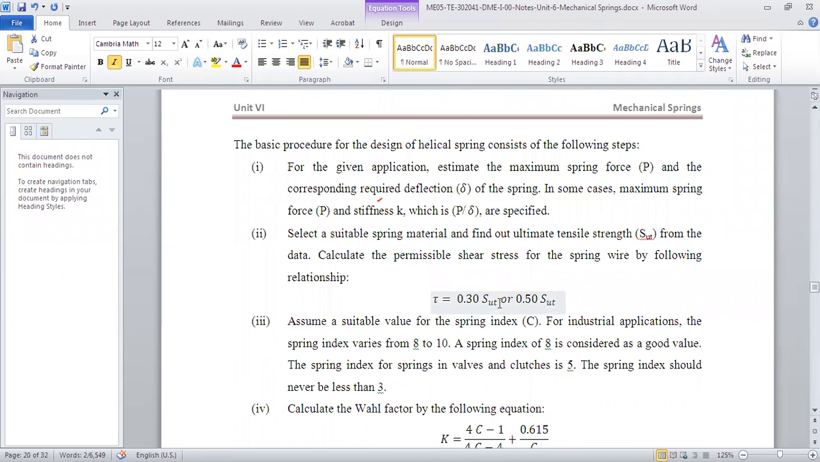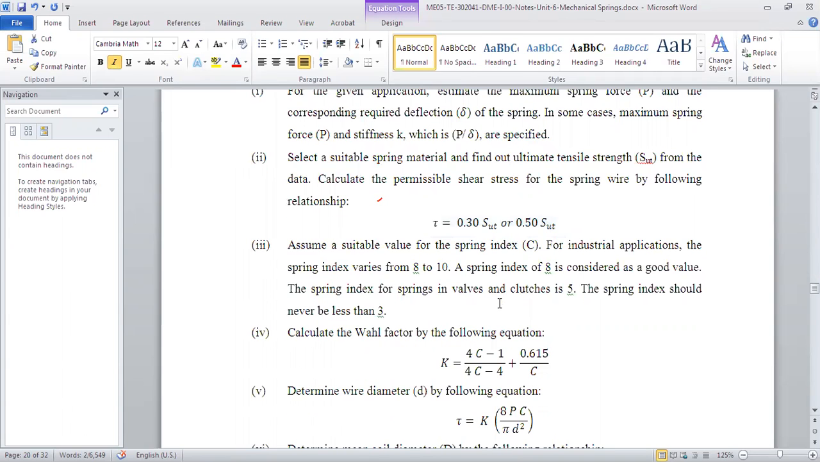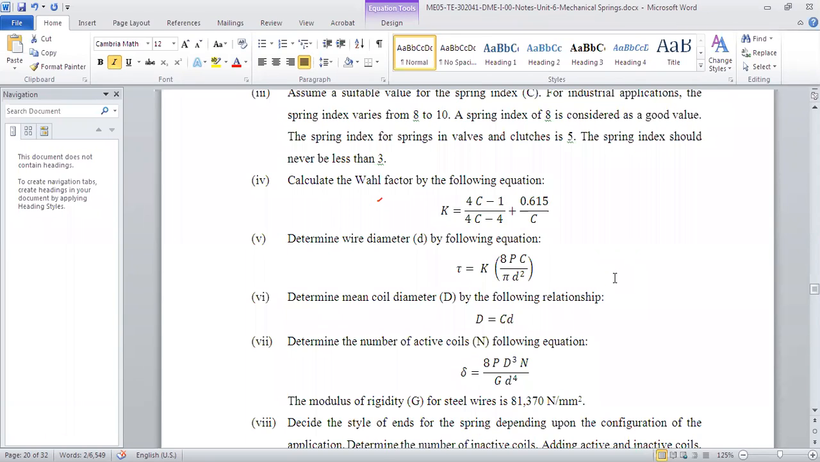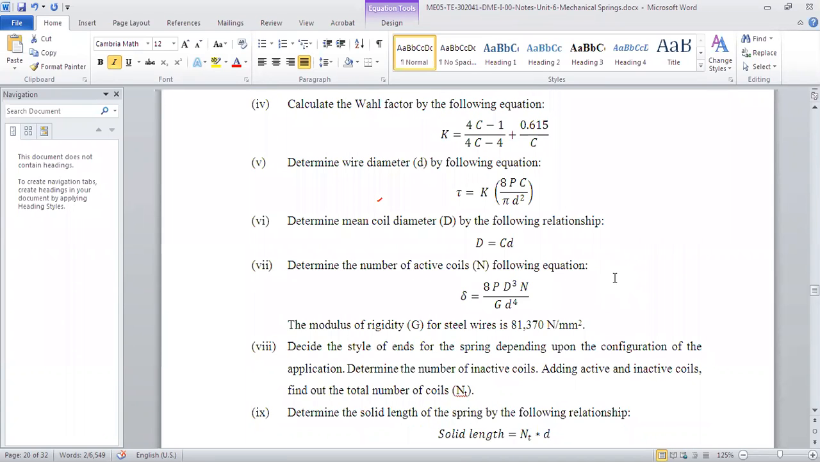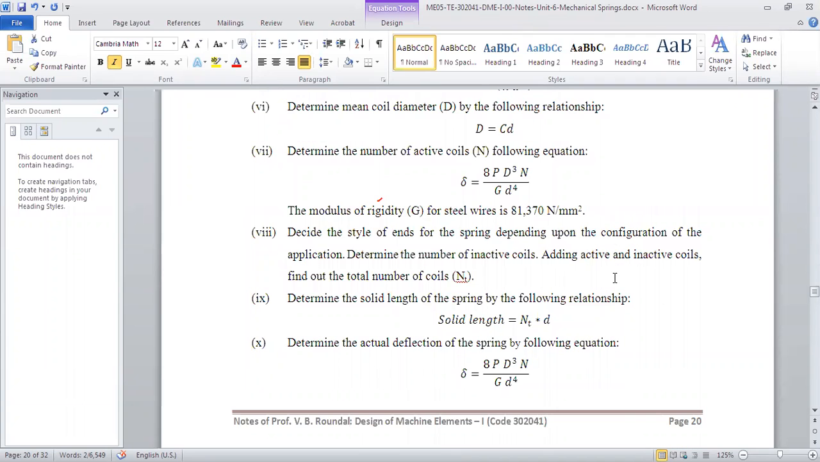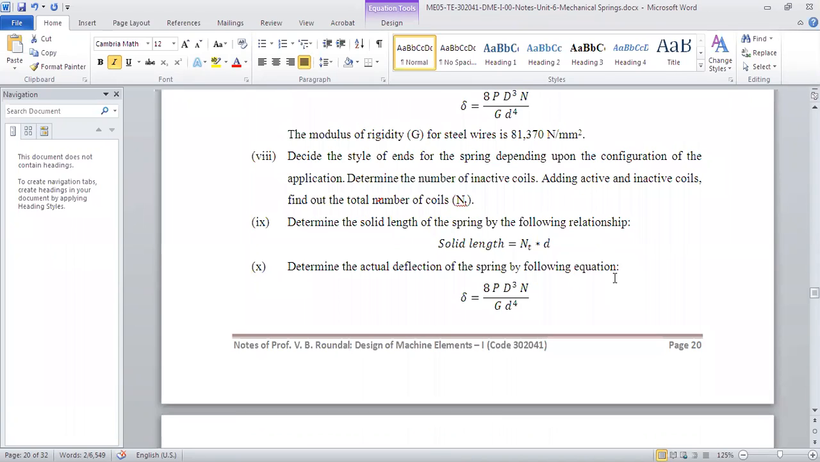First, find out the load on the spring, find out the deflection corresponding to that load, the allowable load and allowable deflection, and we find out the expected stiffness of the spring, right? Then we'll find out the allowable stresses, 0.3 or 0.5 SUT. We'll calculate the spring index; we'll take 8, generally 8 to 10. Wall factor using (4C minus 1) upon (4C minus 4) plus 0.615 upon C. Determine the small d, then determine capital D, determine the total active number of coils using the deflection equation. Then finalize the ends, and calculate the total number of coils NT.